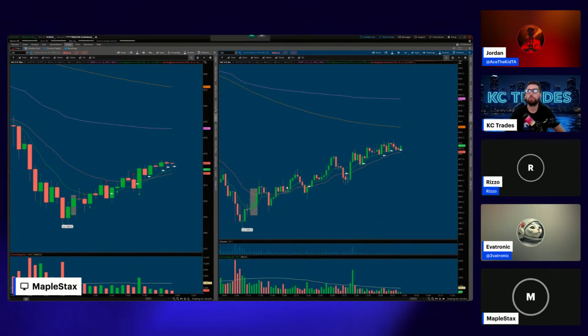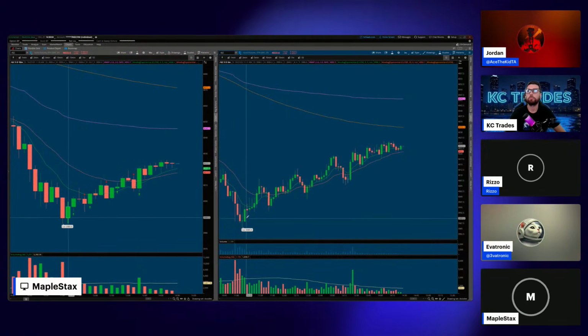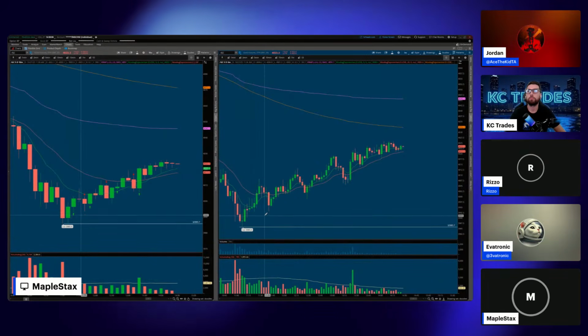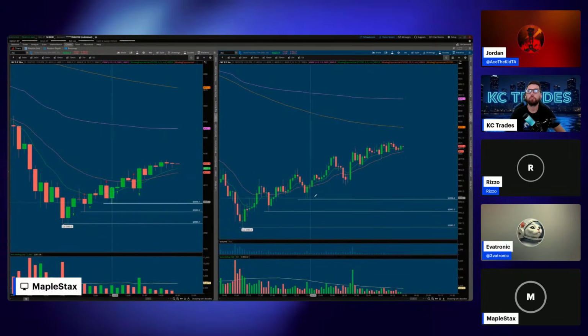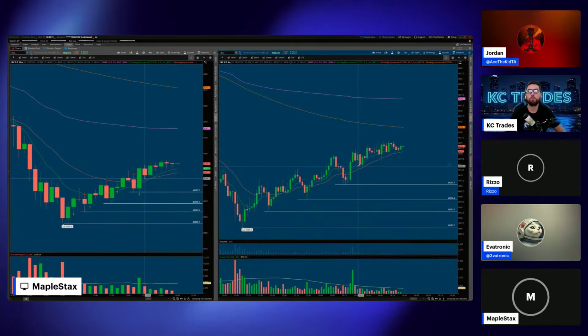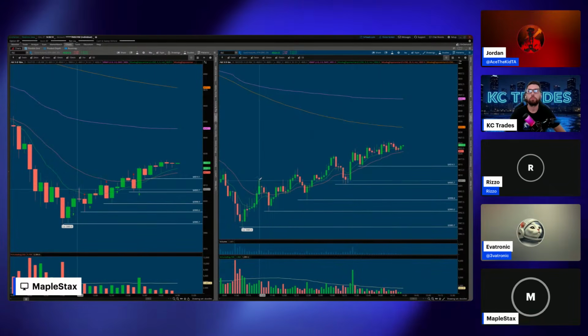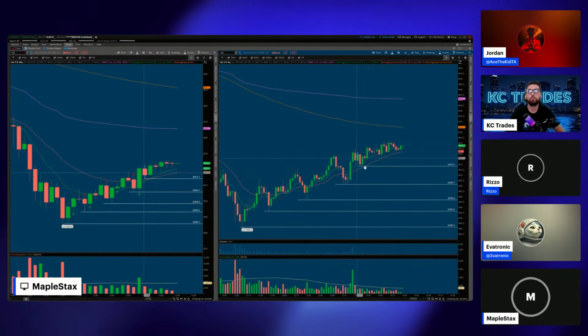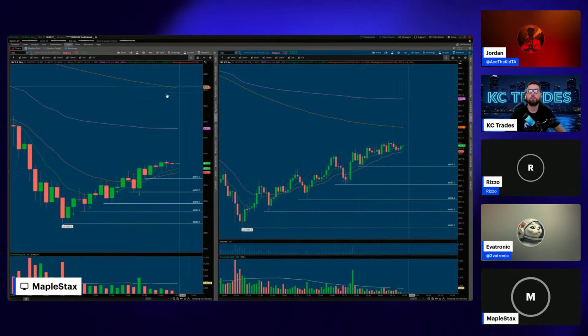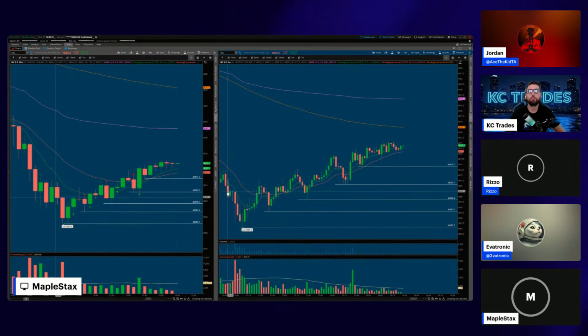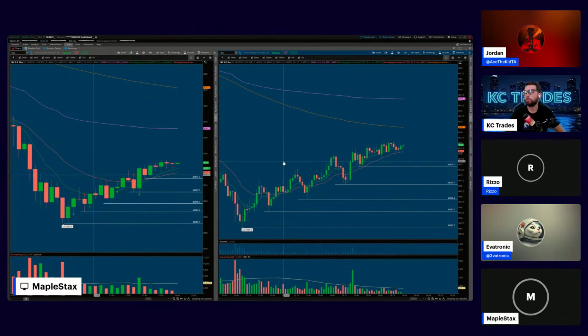You could also look at this from market structure. I can see there's a higher low, higher low, higher low, higher low, and so on and so forth. And this structure is creating higher highs as well. There are different perspectives that all of these strategies rely on, but they should complement one another, right?